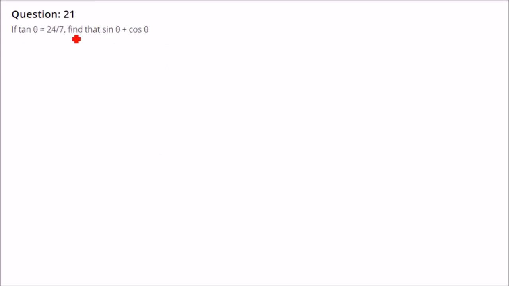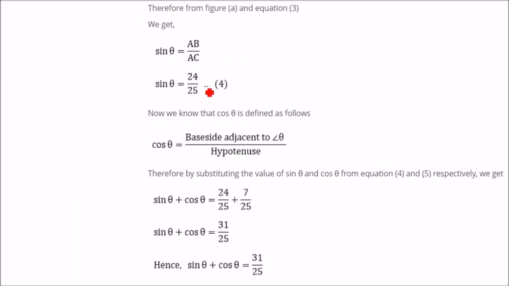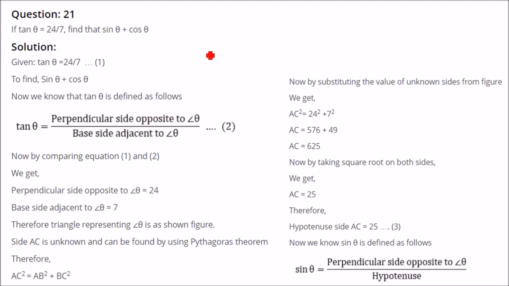Tan theta is 24 by 7. We have to find sin theta plus cos theta. So tan theta is given. The best way is to find out using the triangle, because two values are given, right? So what we can do here is, tan theta is given. This is theta, or you can use the formula also. But the best way is to find out using the trigonometric ratios.